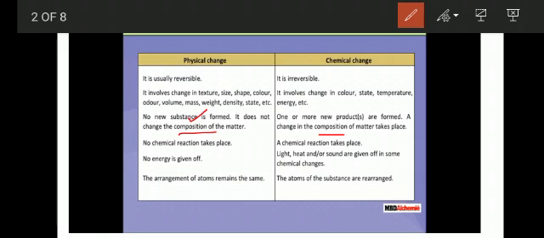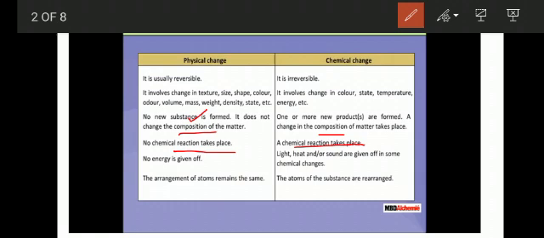Now, the next point in physical changes: no chemical reaction takes place. So there is no change in the chemical structure of a material when we are observing any physical change. In a chemical change, a chemical reaction takes place, and along with that, we would observe the new matter produced in the chemical reaction.